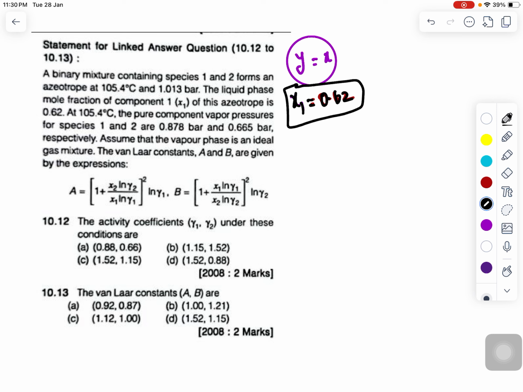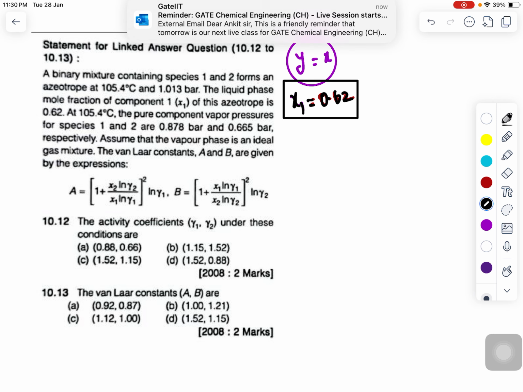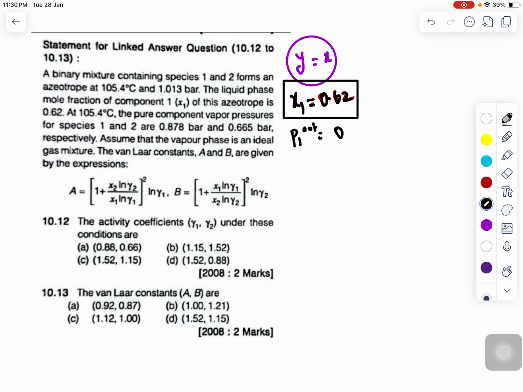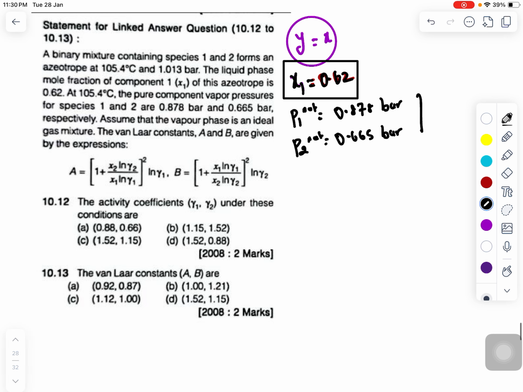Liquid phase composition is here, and the pure component vapor pressure for species 1 and 2. Okay, so P1 sat is given to you as 0.878 bar, and P2 sat is equal to 0.665 bar respectively. Assume that the vapor phase is an ideal gas mixture, then the Van Laar constants A and B are given.